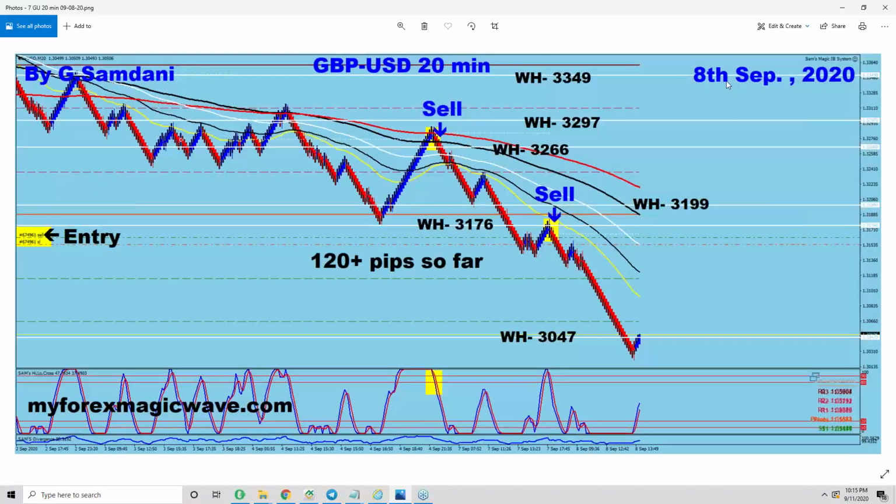And here now see on the 8th again, Pound USD 20-minute. Beautiful entry here. This was the first entry I showed you on the 7th, and this is the next day on the 8th. Pound dropped big time, and I'll show you why at the end of the video. I have those charts. Yeah, I was expecting 100%.